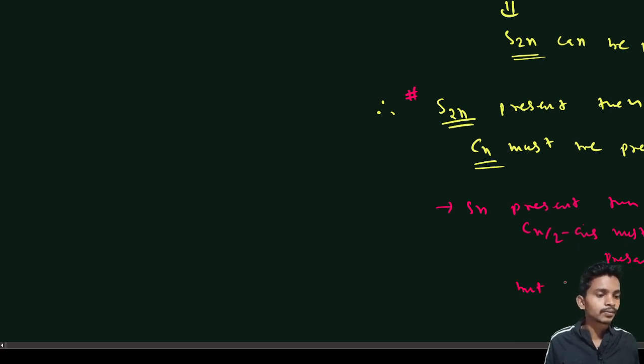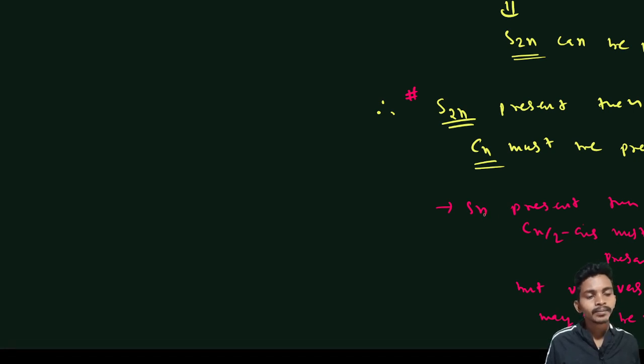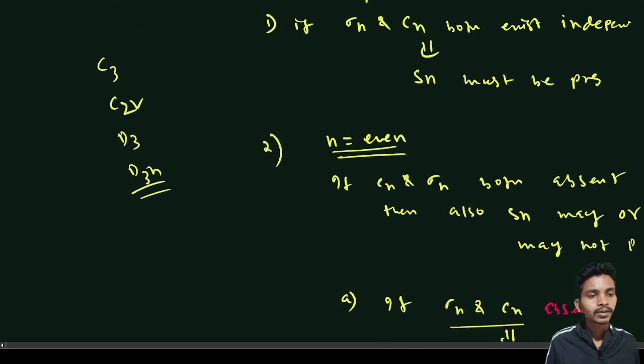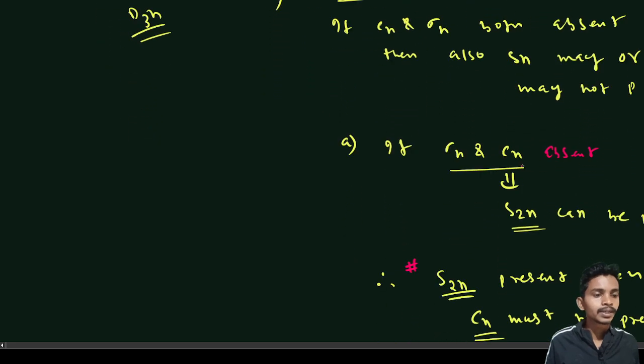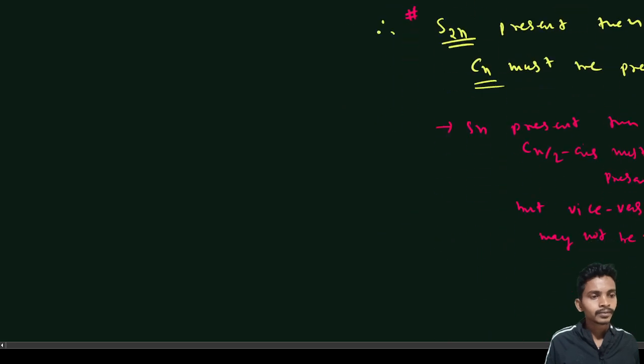But vice versa may not be true. If the Cn by 2 axis is present, then Sn may or may not be present. That's what it means. Vice versa may not be true. So these are the conditions for n equal to even. So if sigma h and Cn are absent in any case, then you have to look that S2n can be present, because there we have discussed that if S2n is present, then Cn must be present, or if Sn is present, then the Cn by 2 axis, n upon 2 axis, must be present.